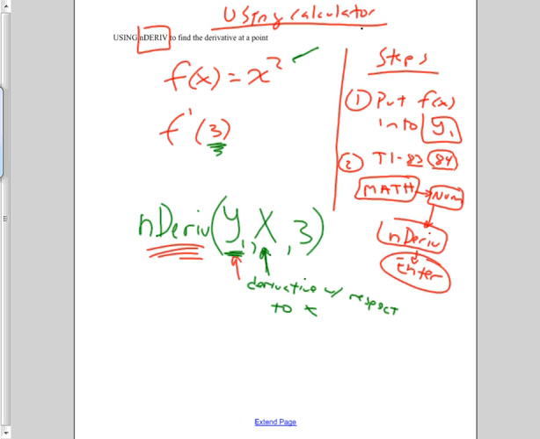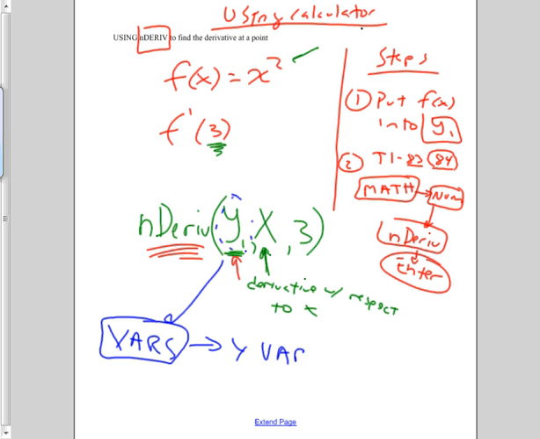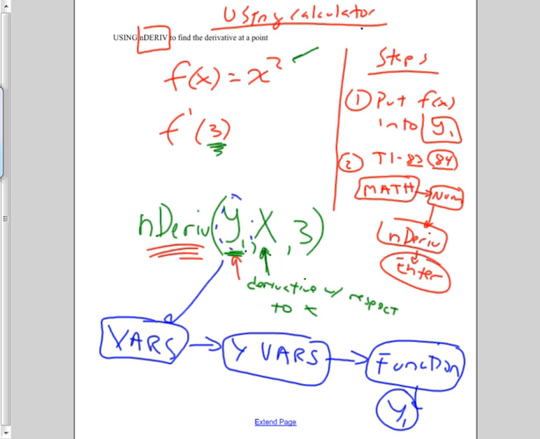And some of you may be wondering, how do I put y1? The keystrokes on your calculator for that are: go to vars, y vars, press function, and then you'll see y1. Hopefully right now you're pretty handy with your calculator, but as we practice with this, these will become second nature to you. So let's look and see what that looks like.